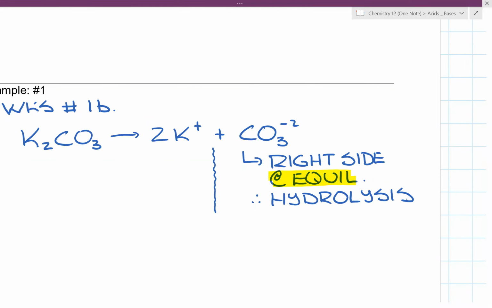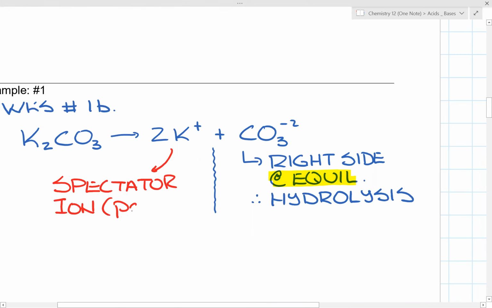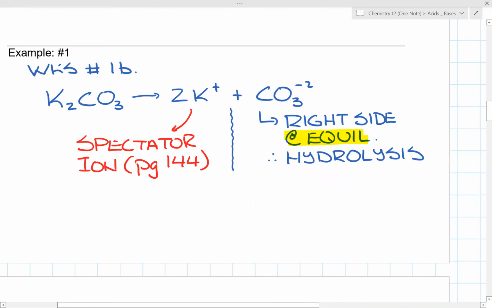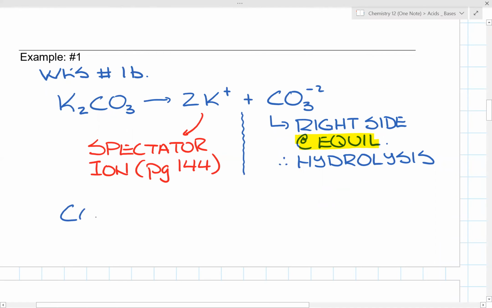Now, conversely, if you look on this side, potassium is found in the first column. So therefore, it is a spectator ion. And again, you refer to page 144. So in this particular case, since CO3 will undergo hydrolysis, we have CO3 minus 2 and H2O.